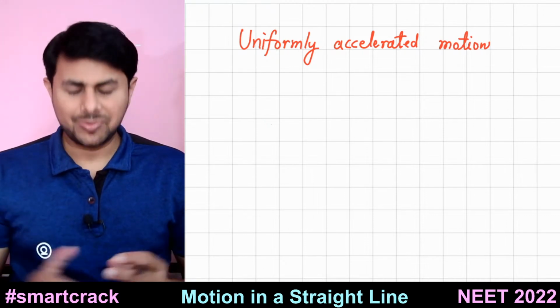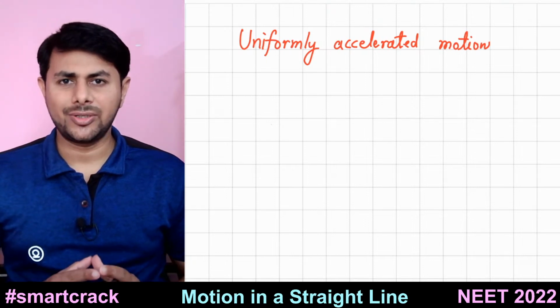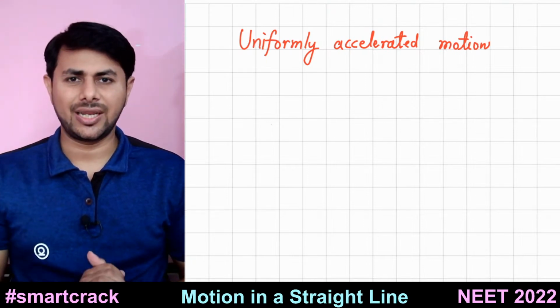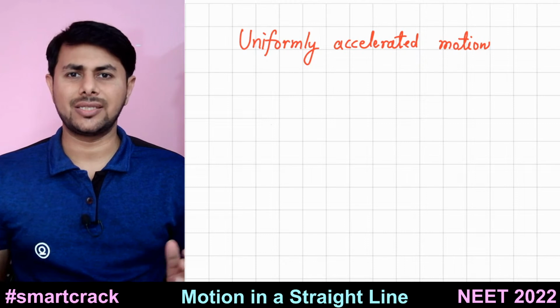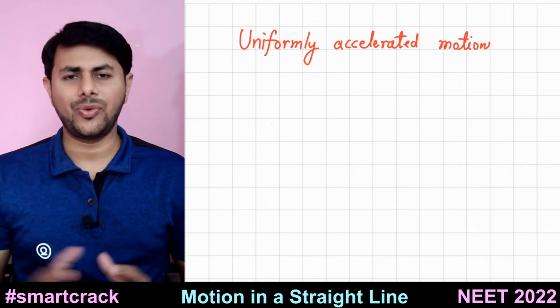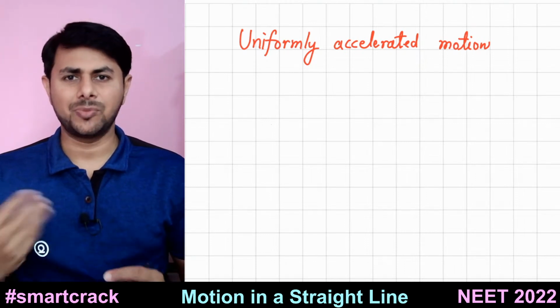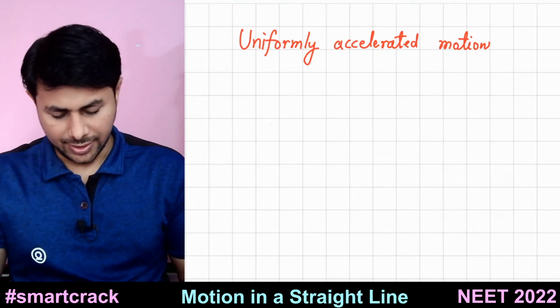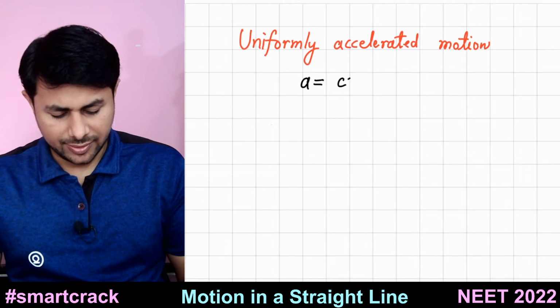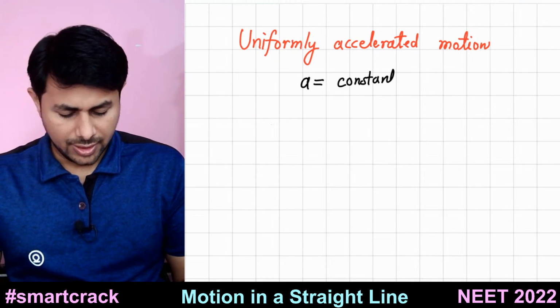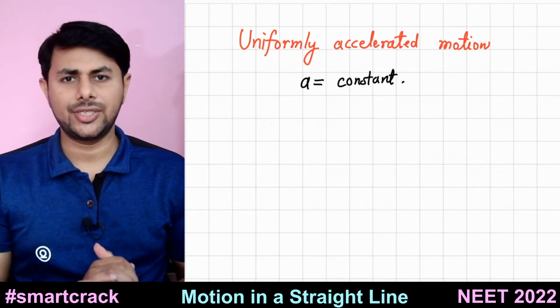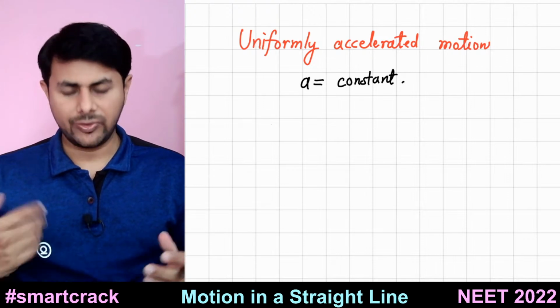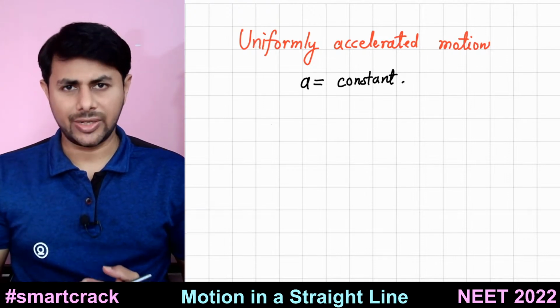Okay, after that there is one more important topic in motion in a straight line, and that is uniformly accelerated motion. So what is uniformly accelerated motion? It is motion with constant acceleration, with uniform acceleration. So suppose acceleration is constant. If we consider the acceleration is constant, then we get three kinematic equations.